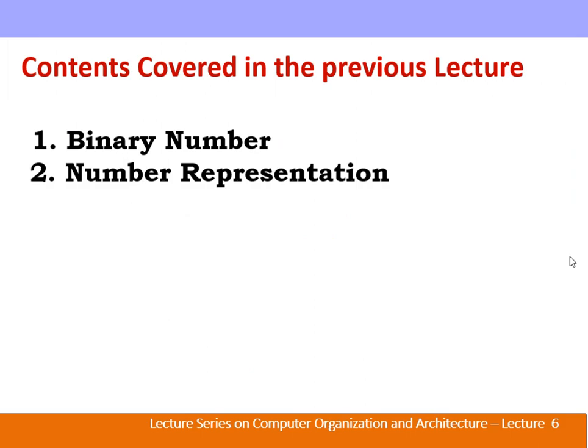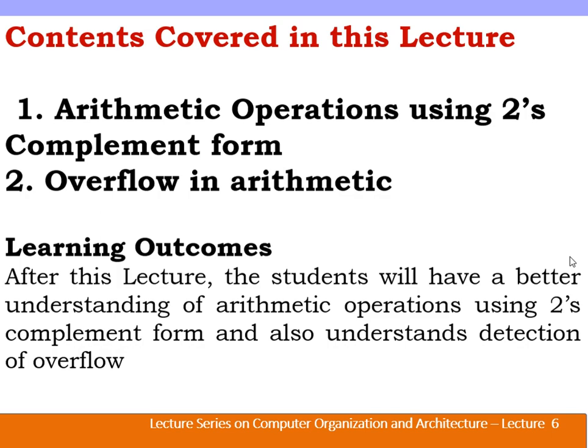Contents covered in the previous lecture are binary number and number representation. Under number representation we have discussed three different systems. The three different systems are sign and magnitude, 1's complement as well as 2's complement. So the three systems were discussed in the previous lecture.